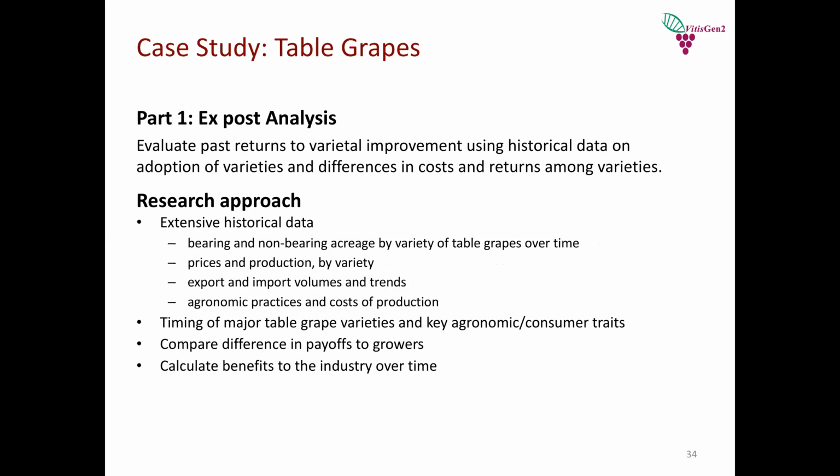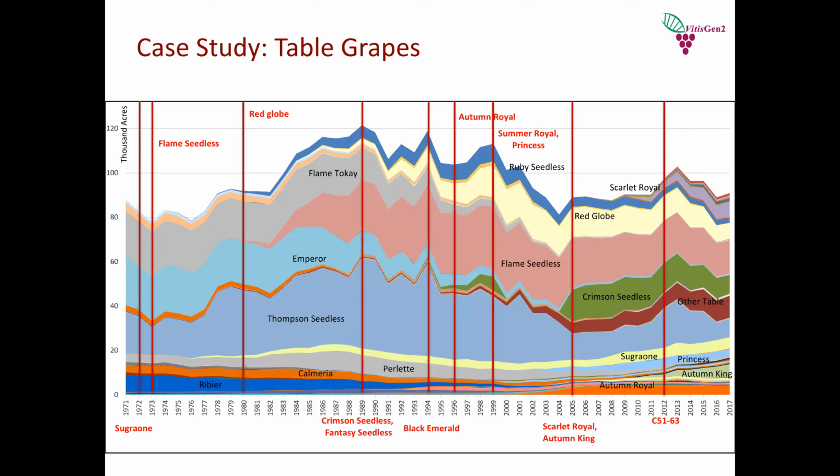So table grapes are the category of grapes we're focusing most on in Vitas Gen 2. We have compiled extensive data on acreage by variety over time, which I will show to you shortly. We're working on similar data for prices and yields, and also looking at grapes in the context of the global economy as well. There has been a lot of development there. I'll start with this slide. This is a little bit busy. I have some slides that break this out a bit more.